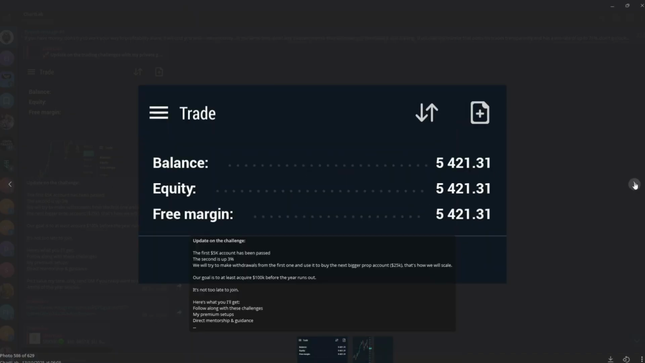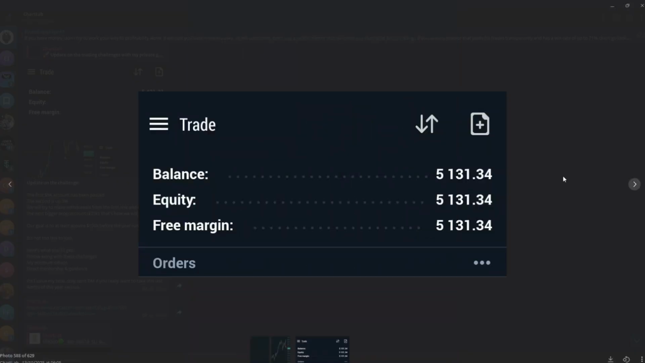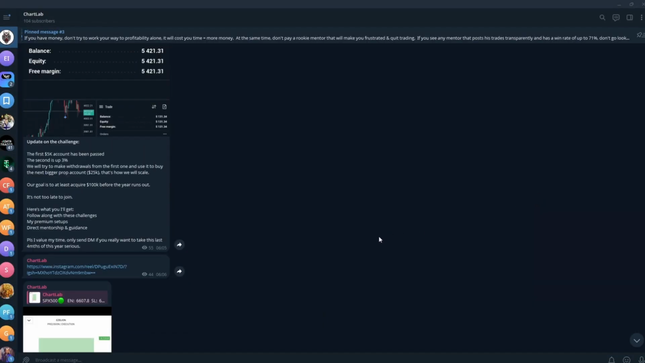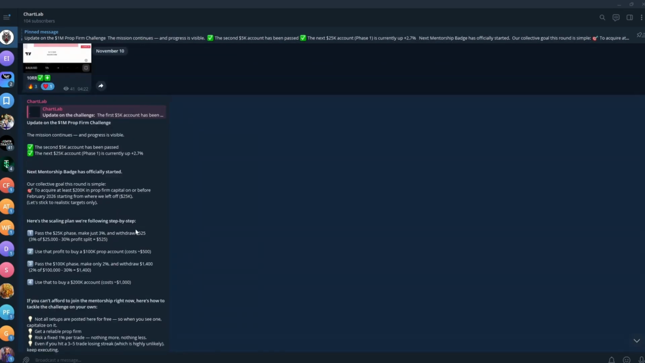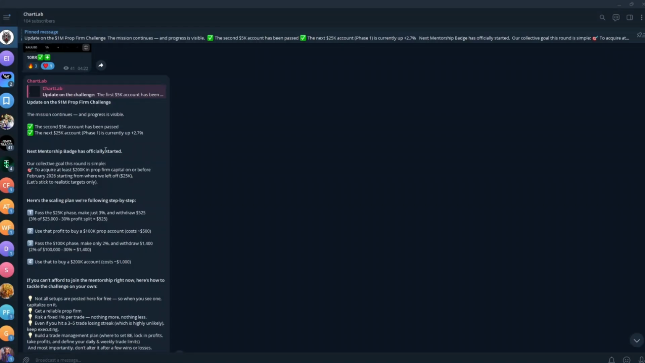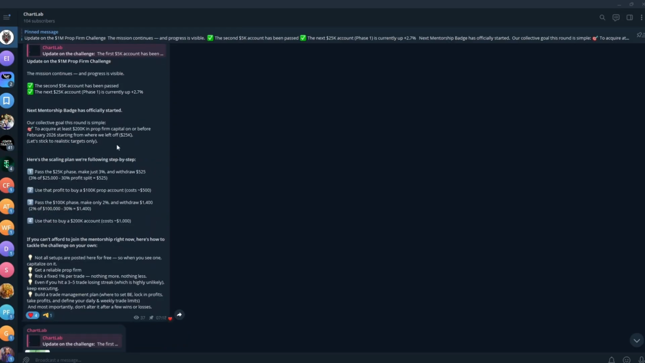It's an 8% profit target. This is phase two. The phase one, I've posted it if you scroll up. So this is the second account we are trading, which is up 3%. This update was on 13th of October. And the recent one we posted was on 10th of November, which is today. And the mission continues. The second 5K account has been passed. The next 25K account, phase one, is currently up 2.7%.